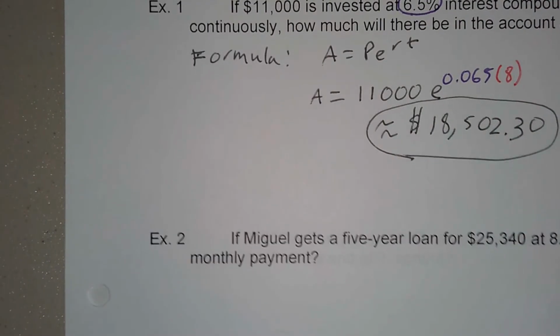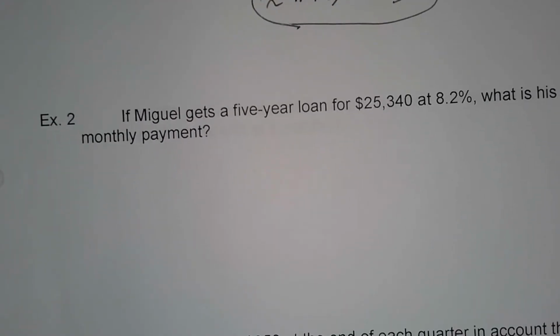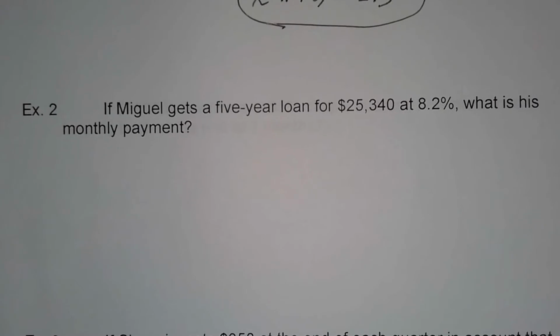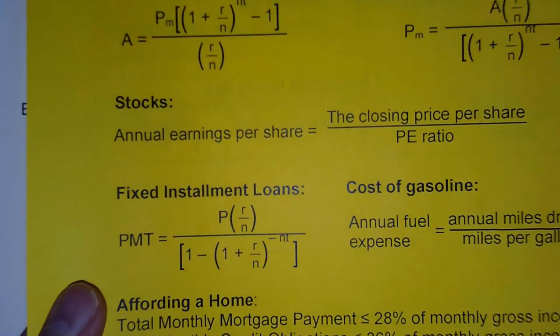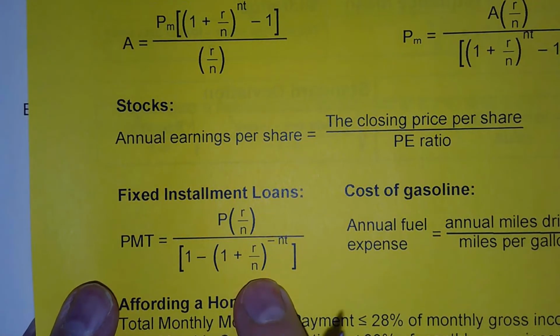Let's try number 2. Miguel gets a 5-year loan for $25,340 at 8.2%. What is his monthly payment? So 5-year loan. Loan is the key there. We're going to be using the fixed installment loan. That's the formula we're going to be using.